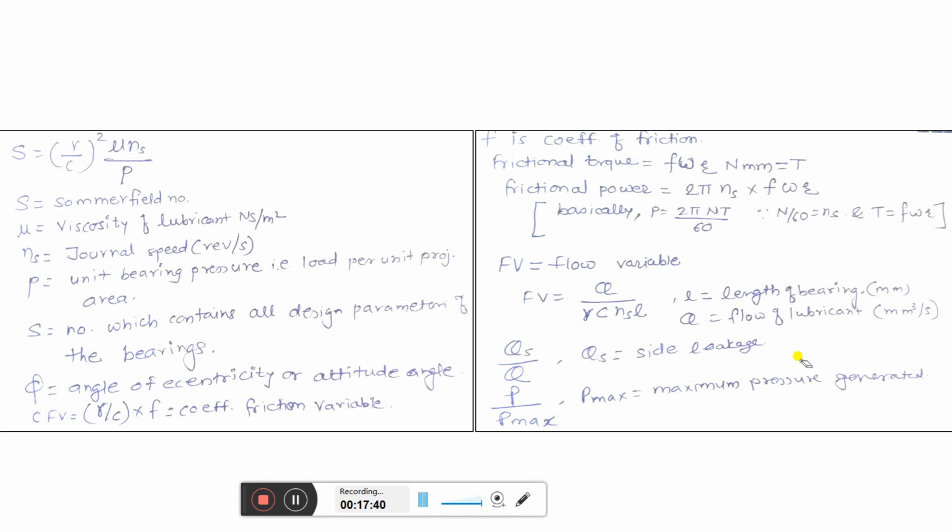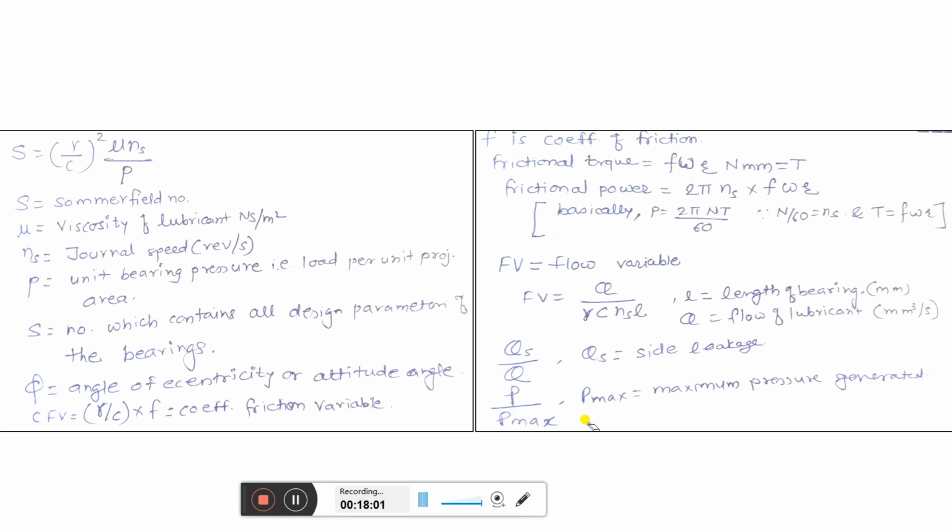We know that when we are pouring oil, it does not only rotate, it will also move in the axial direction. So how much is the side leakage? Qs divided by Q. Q is known to us, Q upon rcNsL. From this we can find out Q, and we can find out Qs by Q also. This is one more dimensionless number.